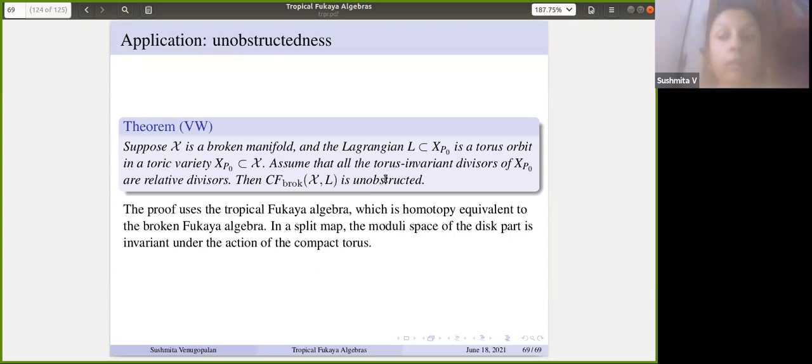A lot of the challenge in proving unobstructedness comes from sphere bubbling, and then you no longer have a T-invariant moduli space. We get over that by decoupling the matching condition so that the disks themselves are T-invariant. That gives us a proof of this unobstructedness. So that's an application of this technology, and hopefully there are more.